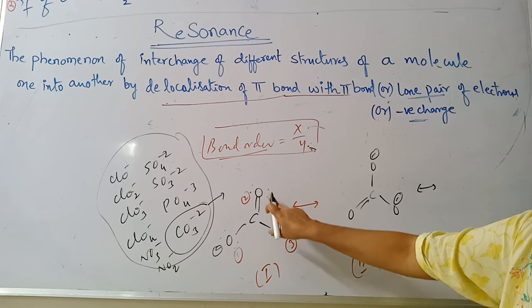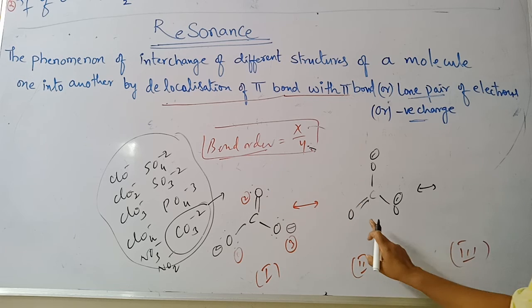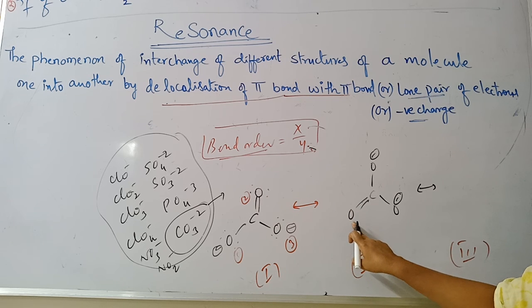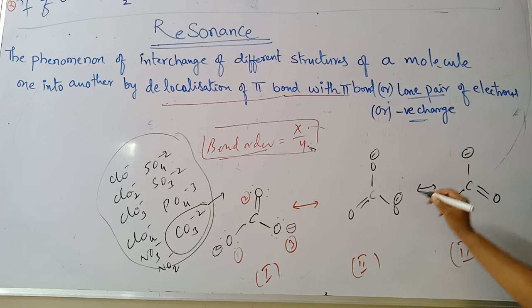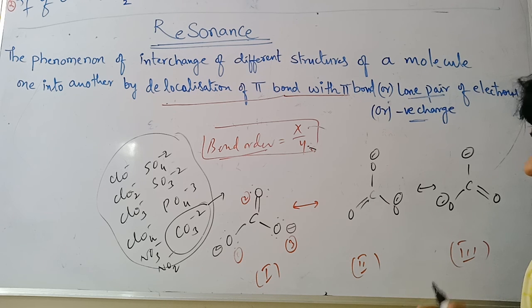And next, one more structure. See, in the first structure, the second oxygen is without charge. In the second structure, the first oxygen is without negative charge, neutral. And in the third structure, we write the third oxygen without charge. So these are the resonance structures of carbonate.